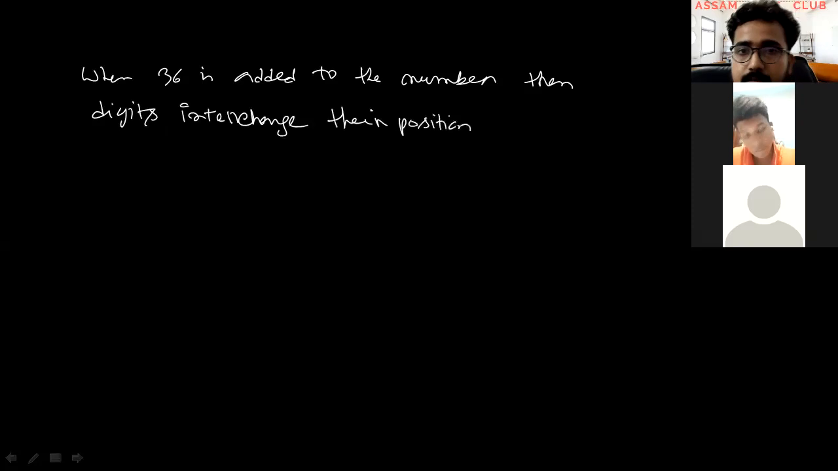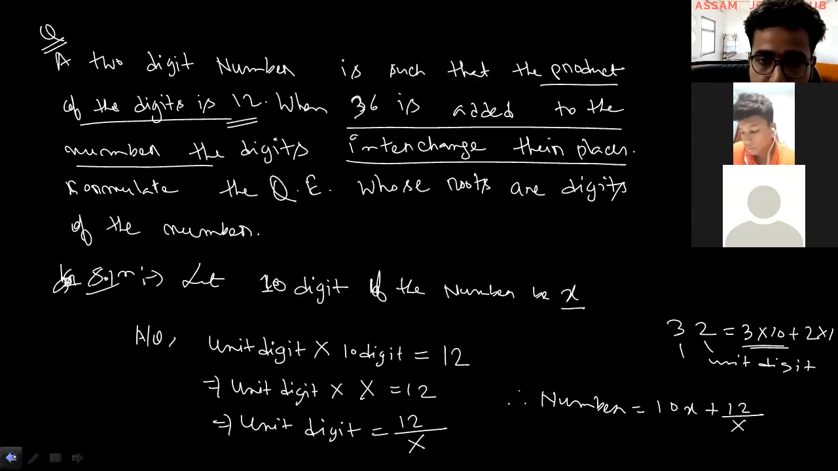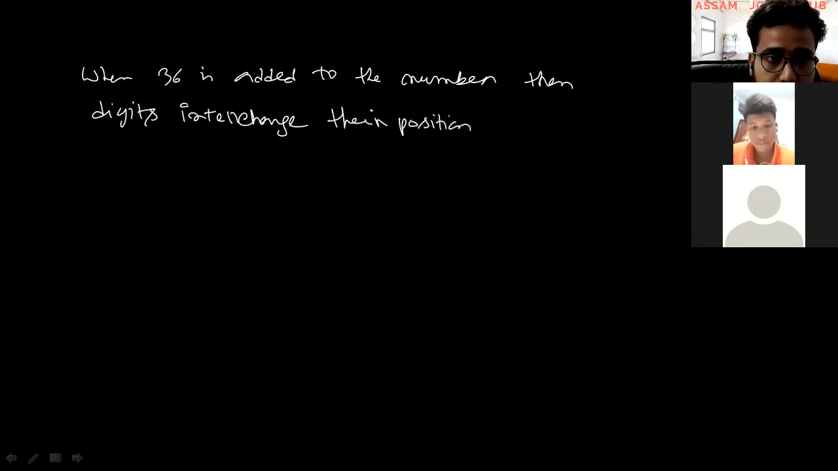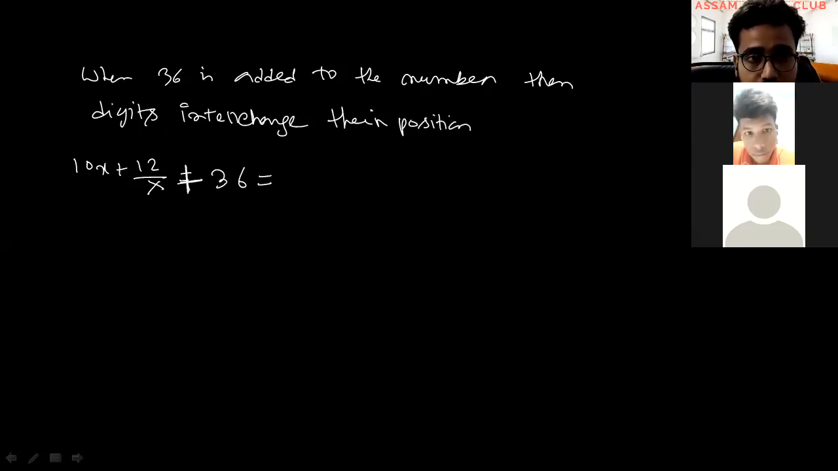Then digits interchange their position. Now see, what is the original number? 10x plus 12 by x. When you add 36 to the number, the digits will interchange. So what will be the new number, Nilanjana? Sir, 12x plus 10x.